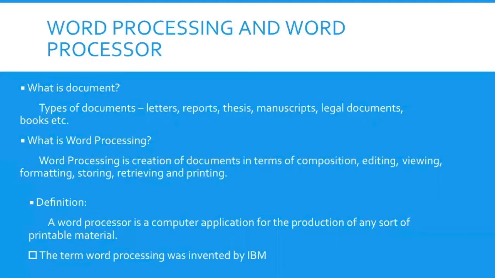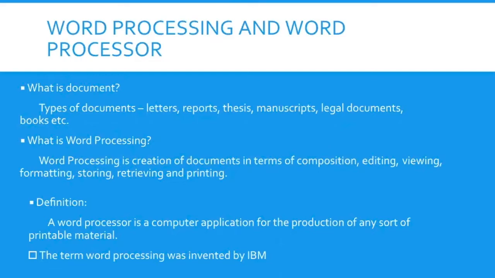What is word processing? Word processing is a creation of documents in terms of composition, editing, viewing, formatting, storing, retrieving, or printing. The definition of word processing would be that a word processor is a computer application for the production of any sort of printable material. This term was invented by IBM, and this is the official definition of a word processor.